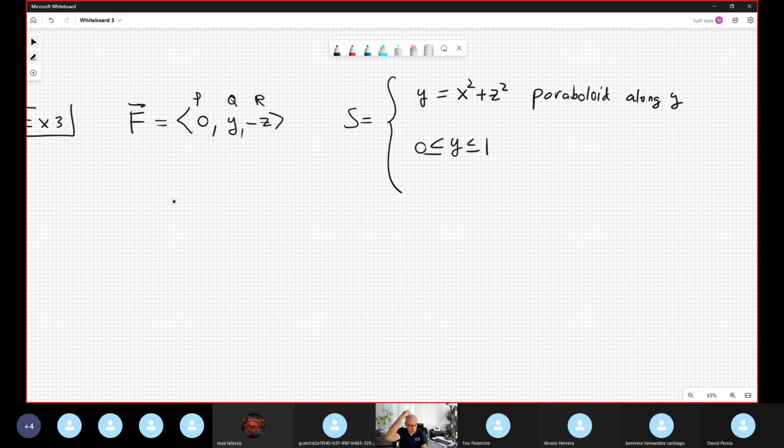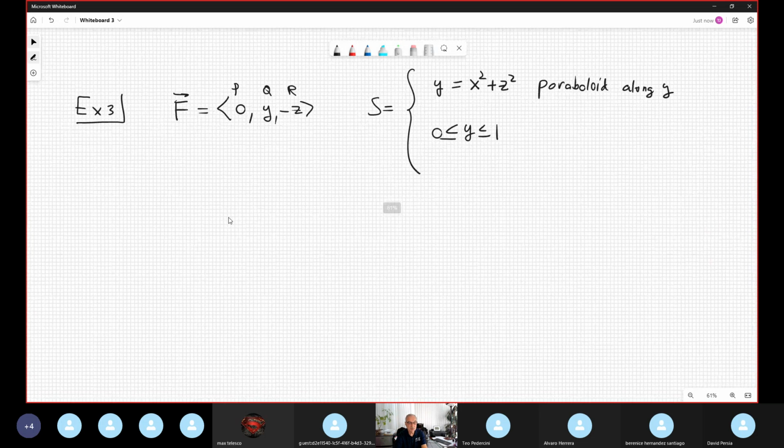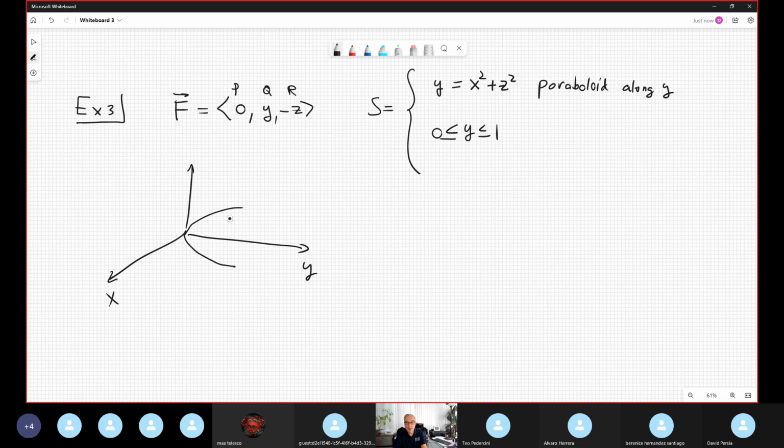Okay, let me try to understand my surface. It is always useful. Try to do your best doing a sketch to understand the surface. In this case, a paraboloid. This paraboloid looks like that. And y varies from 0, which is this, to 1. Suppose this one. So basically, my surface is this.